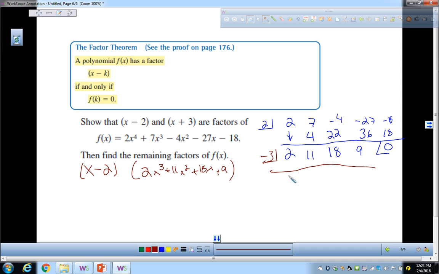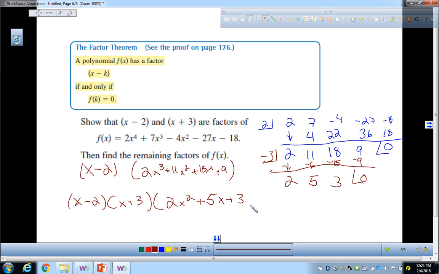And so bring the 2 straight down. -6, 5. I'm going fast. -15, I think, 3. -9. 0. So now what I've broken this down to is x minus 2 times x plus 3 times 2x squared plus 5x plus 3.